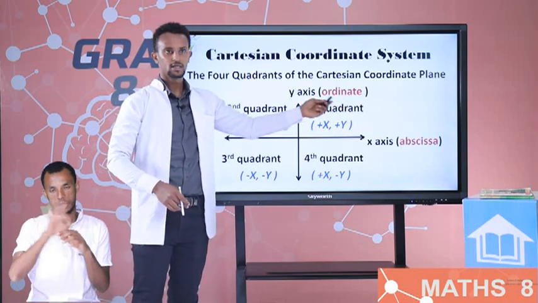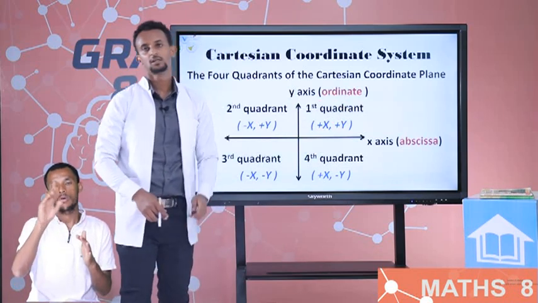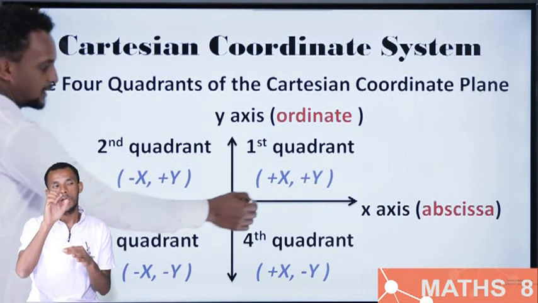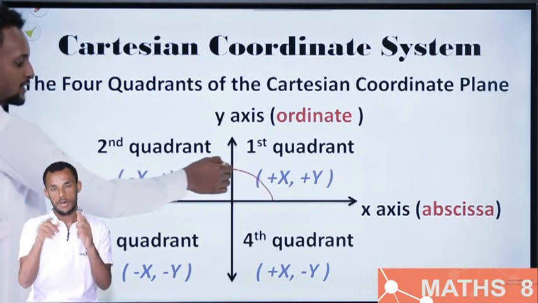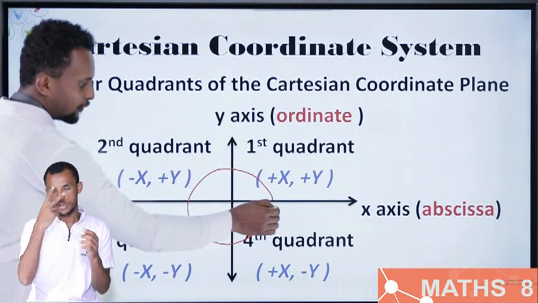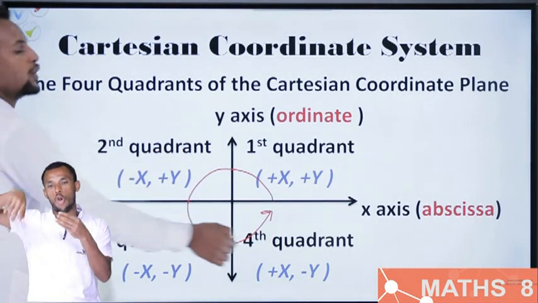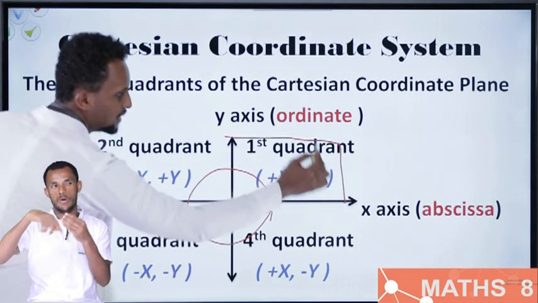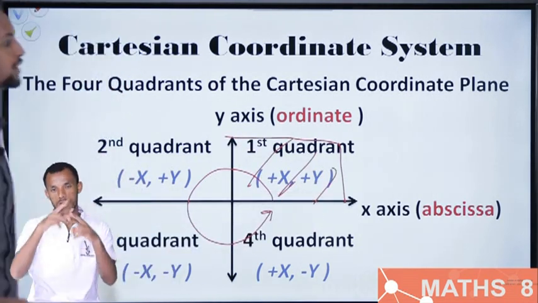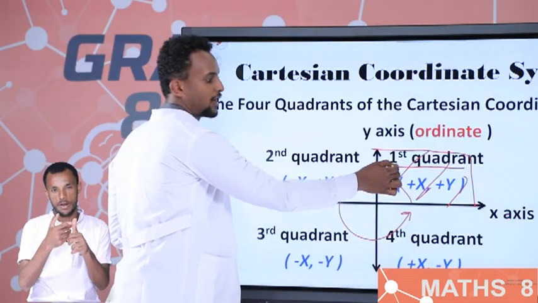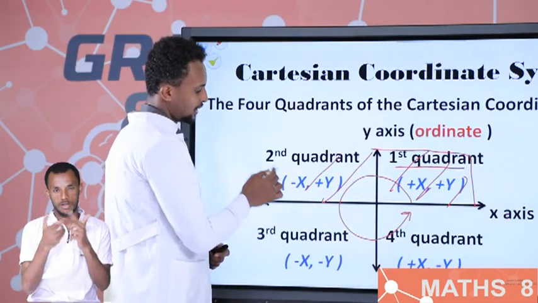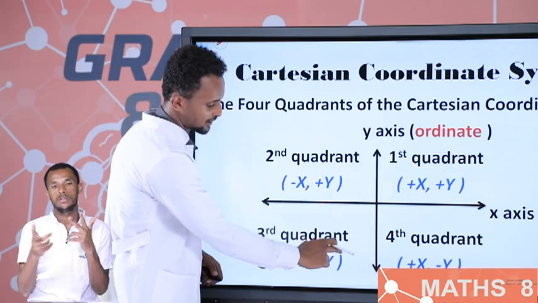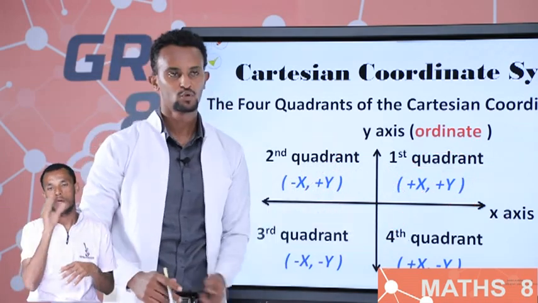Therefore the vertical line is the ordinate and the horizontal line is the abscissa. From the positive x-axis we go anti-clockwise. The first region is called the first quadrant. Then the second region is called the second quadrant, and the third one the third quadrant, and the fourth quadrant.